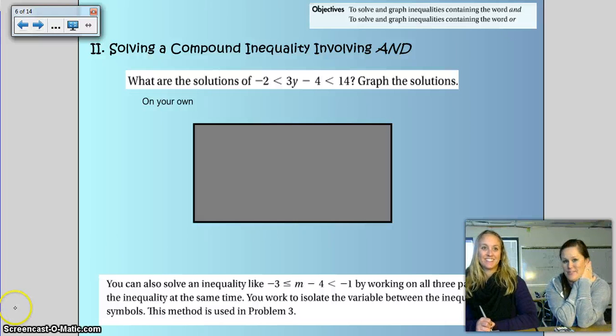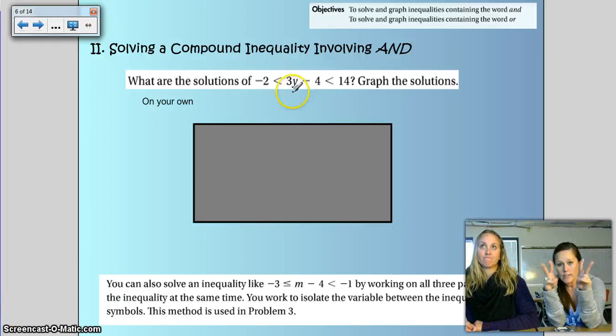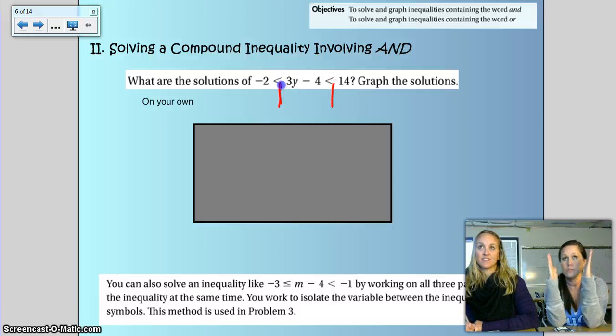This one says on your own. So try it. The first thing you need to do is draw 2 lines down, just 2, and then solve. This one has 2 steps though. You still do the same thing. Okay, pause now and try.